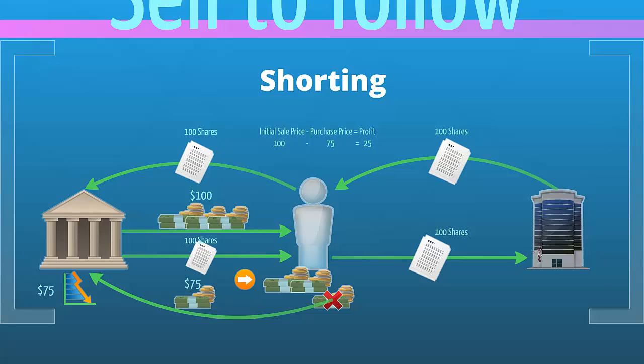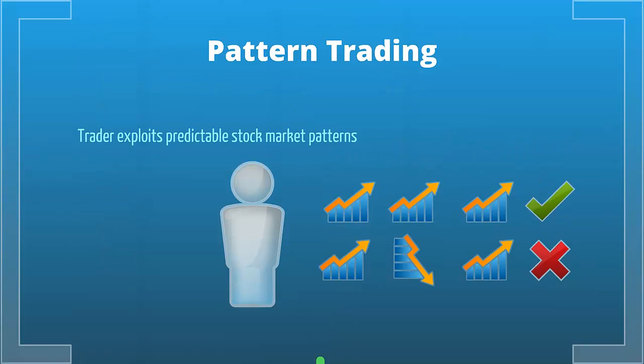Next up, we have one of the more simplistic trading techniques, which is pattern trading. Now, some traders believe stocks have definite patterns to their price movements. So pattern traders study these patterns and use them to trade when they believe a particular pattern is forming. Next up, we have scalping.